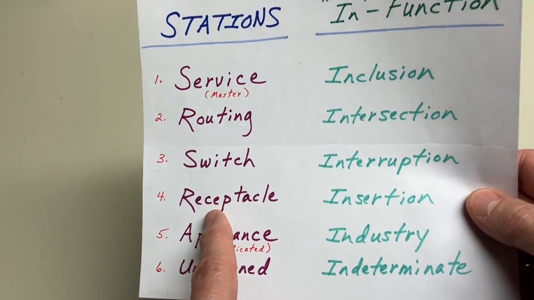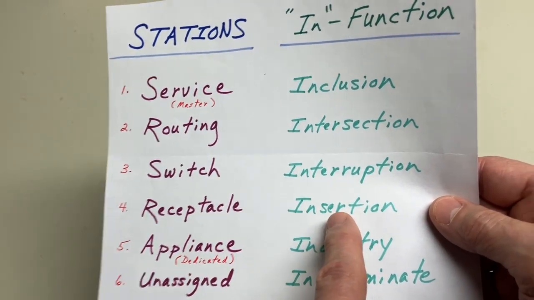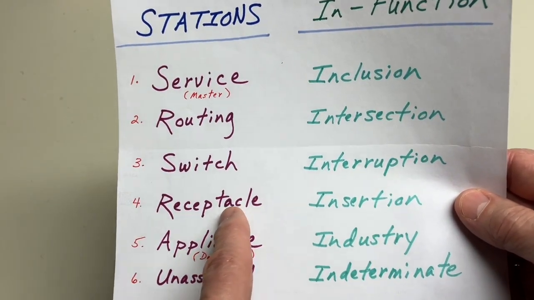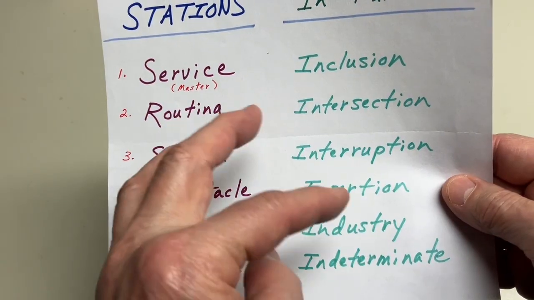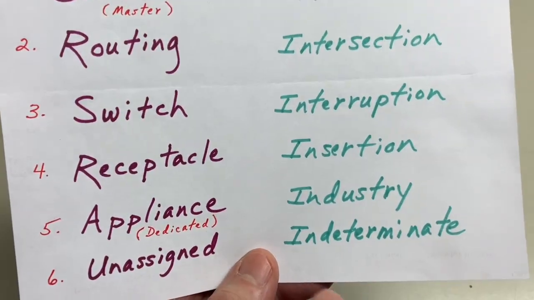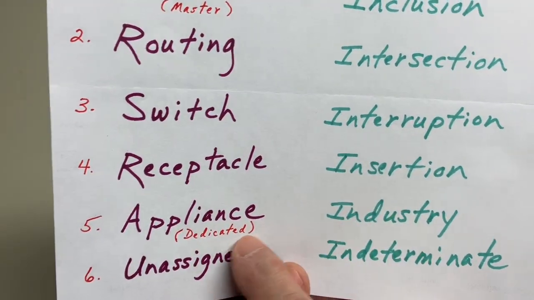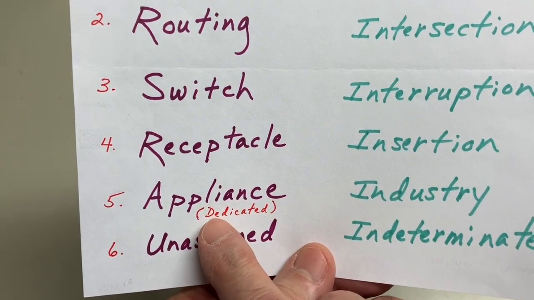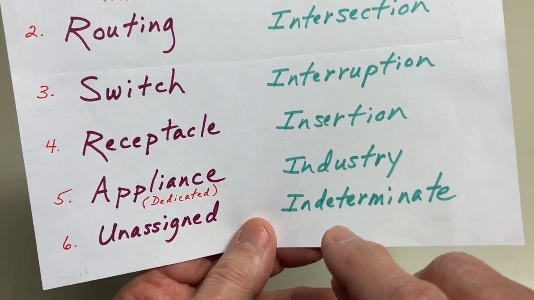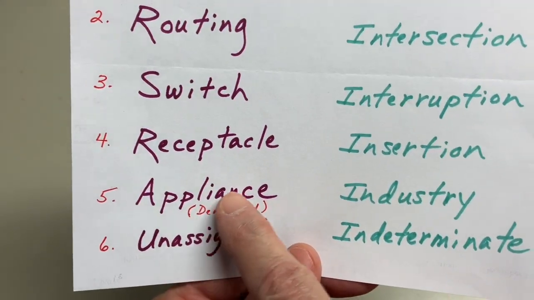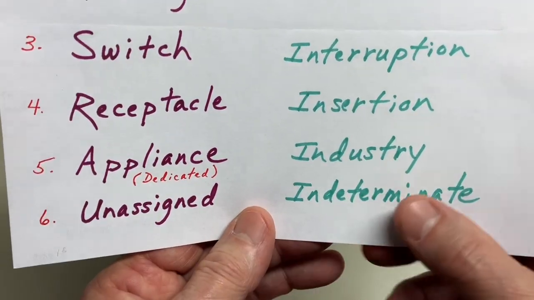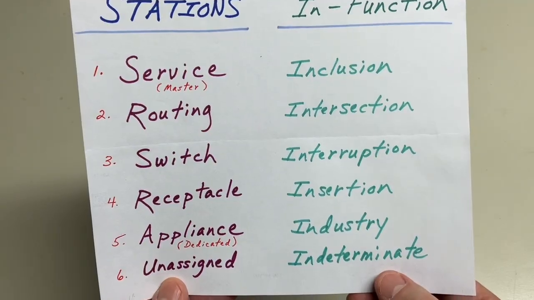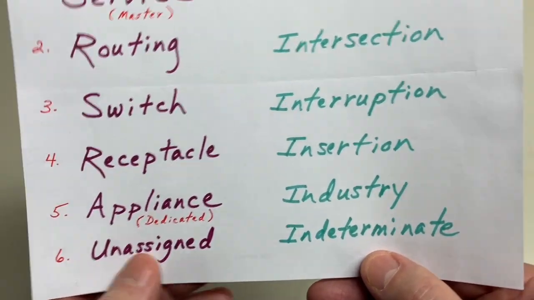Okay, the receptacle station is pretty simple. You push the plug into the slots, you insert the plug into the receptacle, or you insert the lamp into the fixture. And then there's industry. Why? Because the appliances are great. One of the greatest things ever invented was the clothes washing machine. Tremendous invention, one of the greatest ever. It does a huge amount of work. That's industry. And finally, there's your unassigned station, and that's indeterminate because nothing has been assigned yet. All right?